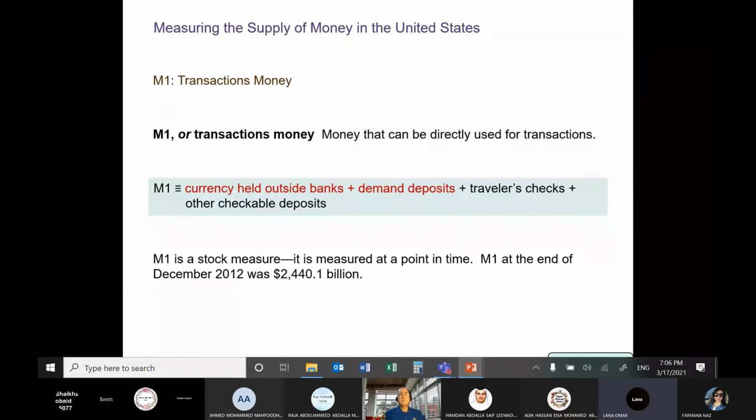M1 equals currency held outside banks plus demand deposits plus travelers' checks plus other checkable deposits. The most important two items included in M1: the first one, currency held outside banks. So currency, money, banknotes outside of the banking system.